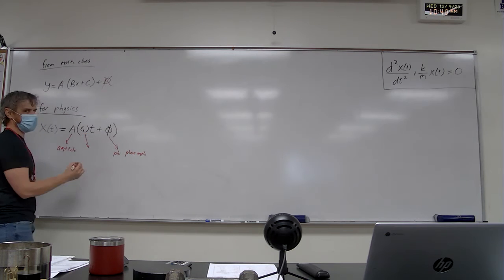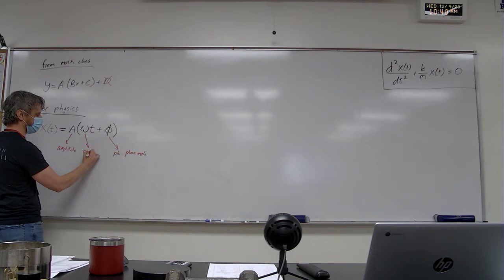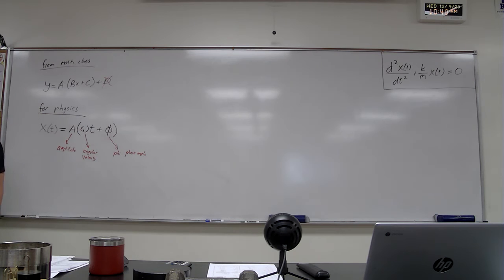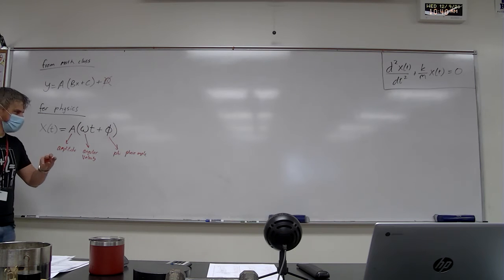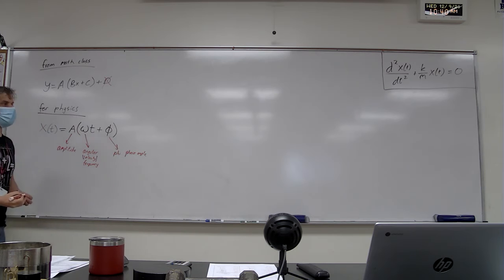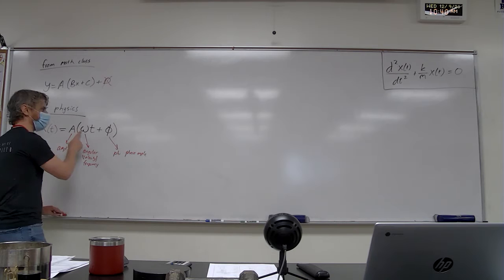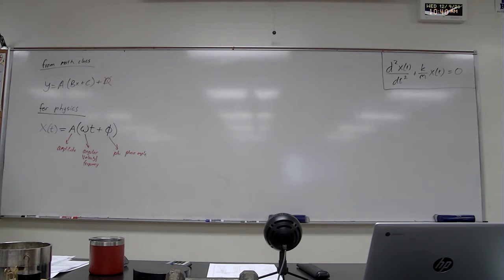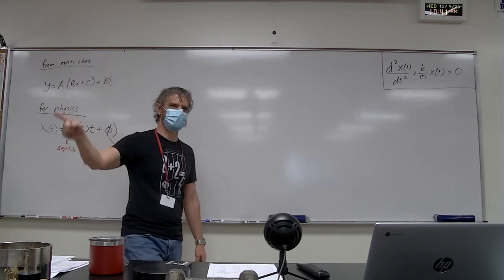And omega is the angular velocity, but in the context of this type of motion, we usually call it angular frequency. The reason people find it difficult to talk about what omega is here, the angular frequency, is because usually when we're talking about angular velocity, we're talking about objects that go around in circles.